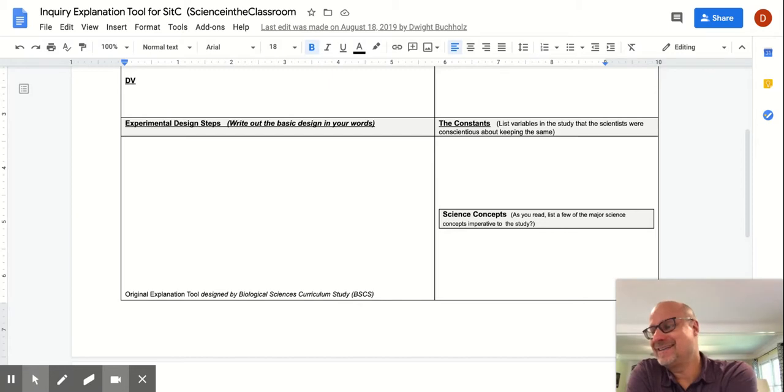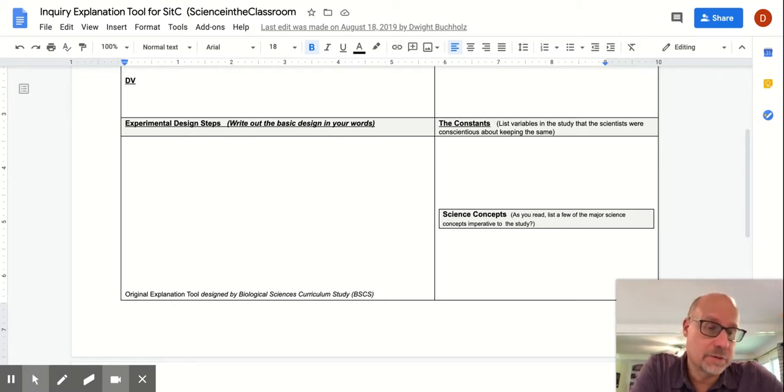So the design steps, you start with usually something having to do with the independent variable or the choices in the independent variable, and they go on through to, at the bottom, the last one is almost always record your results. Record your results somehow.